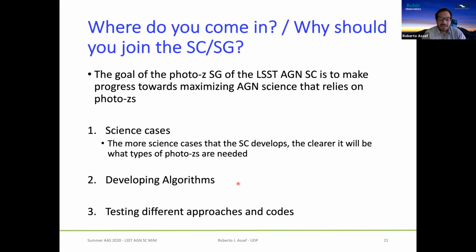So where do you come in? Well, as you see, and why you should join this subgroup and the AGN SC, there's a lot of work to be done. There's still a lot of need, and that means there are a lot of opportunities to get involved if you're interested in photometric redshifts. On one hand, contributing science cases will allow photo-zs to be more tailored to what the SC would actually like to do.